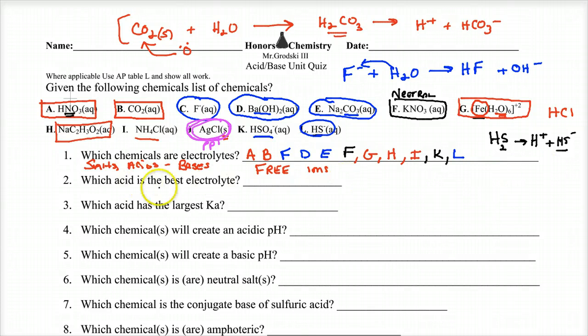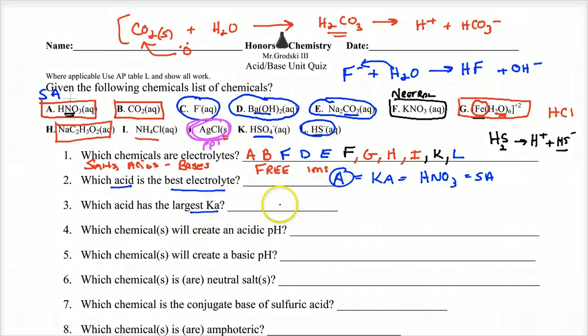Now, which acid is the best electrolyte? If you look at all the acids I figured out, either from salts or from compounds themselves, obviously it's going to be A because A is the only one that is the strong acid. We only have one strong acid, so its Ka is large or very large or reaching infinity. So nitric acid is a strong acid. That's the one that has the largest Ka. So which acid is the best electrolyte? The one with the largest Ka, and that's A. Which acid has the largest Ka? Same question, and that's of course nitric acid.